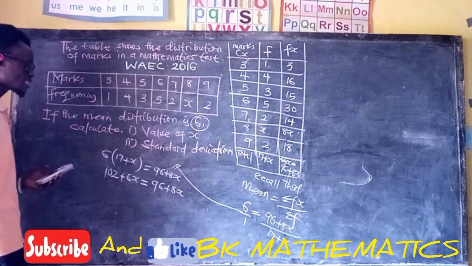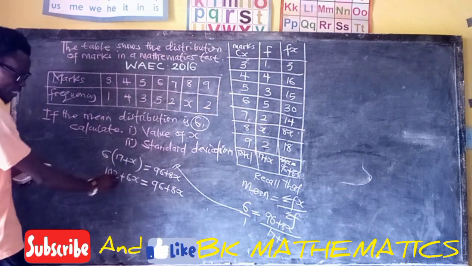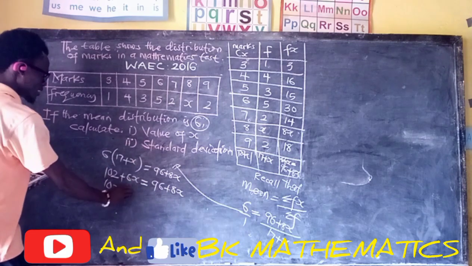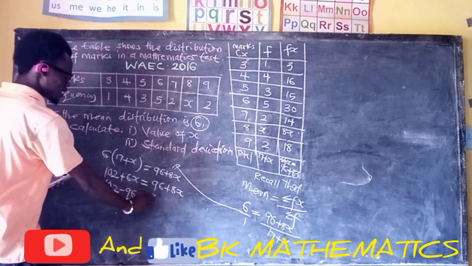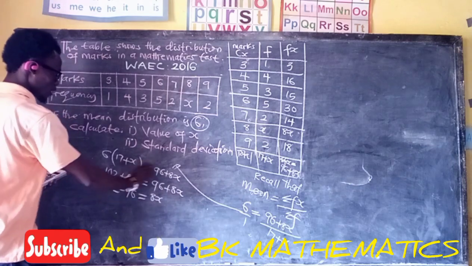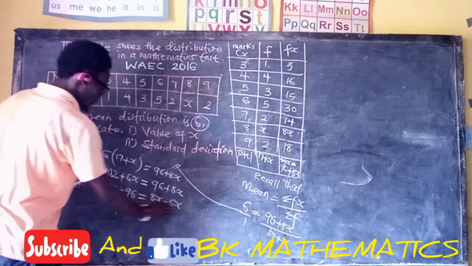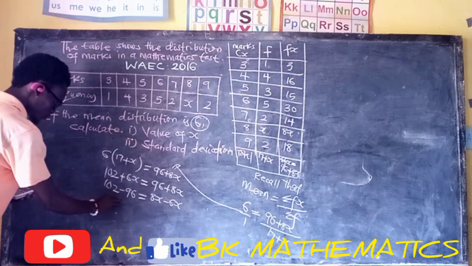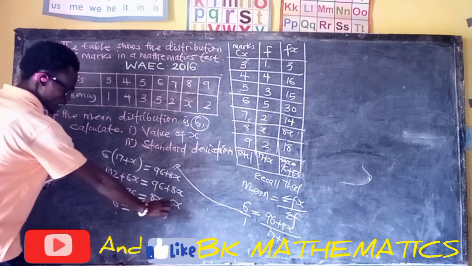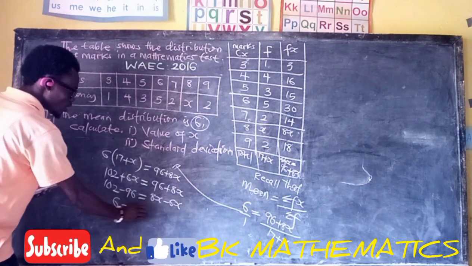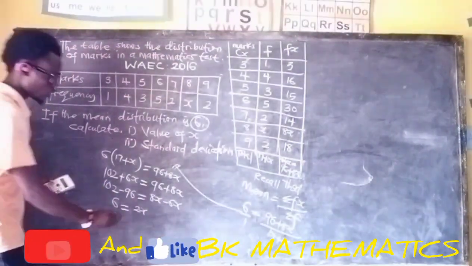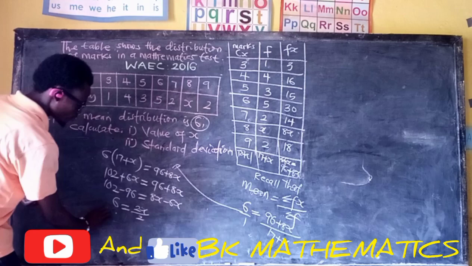After which we collect our like terms. When 96 moves across, it becomes minus 96, and when 6x moves across, you have minus 6x. Then 102 minus 96 gives you 6, equal to 8x minus 6x, which gives you 2x. But you want to find the value of x. If you want to find the value of x, you divide both sides by 2.